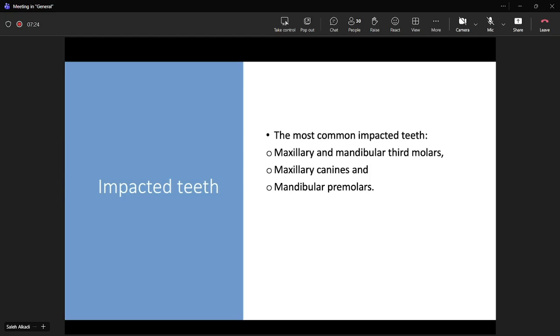The third most common impactions are the mandibular premolars, and for the same reasons, these are the last teeth to erupt in the mandibular arch, apart from the third molar, of course, because the lower canine and the lower molar erupt before them, so they may take their space. Most commonly here, we're talking about the lower second premolar.